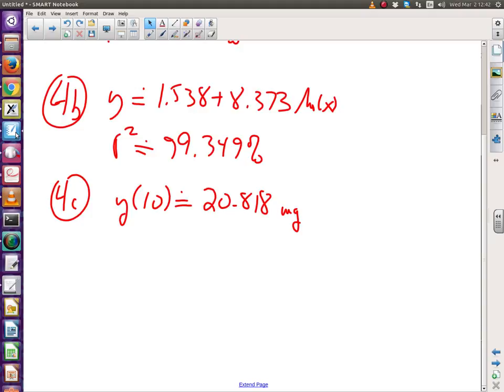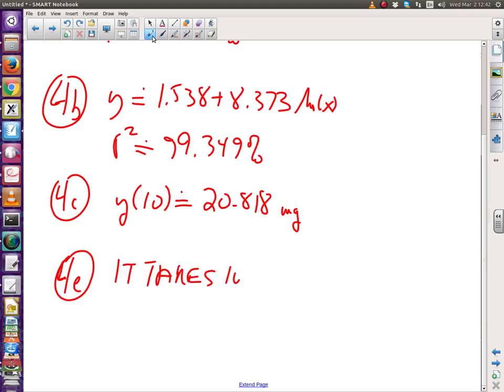All right, I'll just put 4E here. Okay, 4E. So let's just restate what it says here, okay? It takes 10 minutes to produce 28.818 milligrams of product, output, reactant, whatever we want to call it.